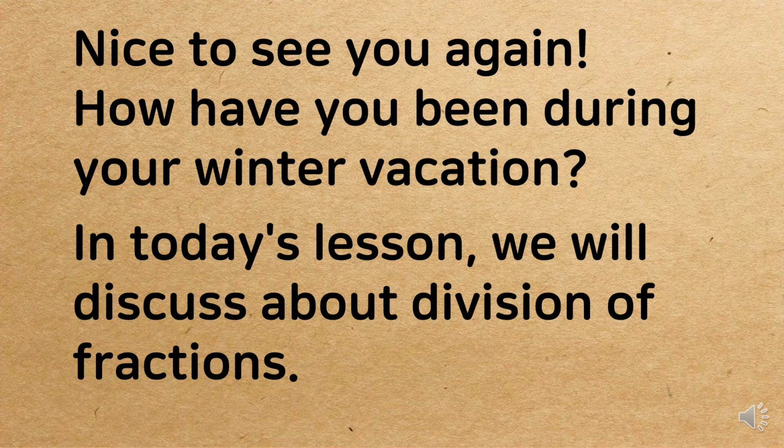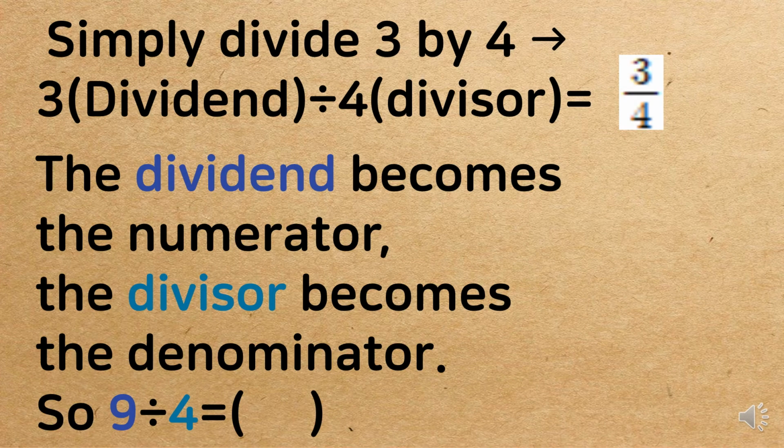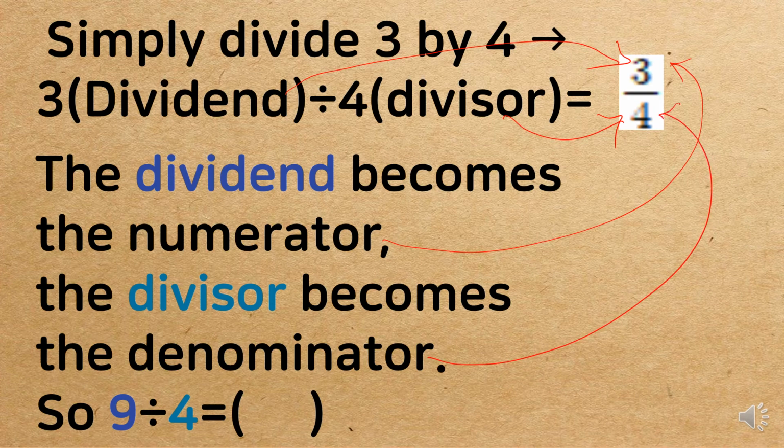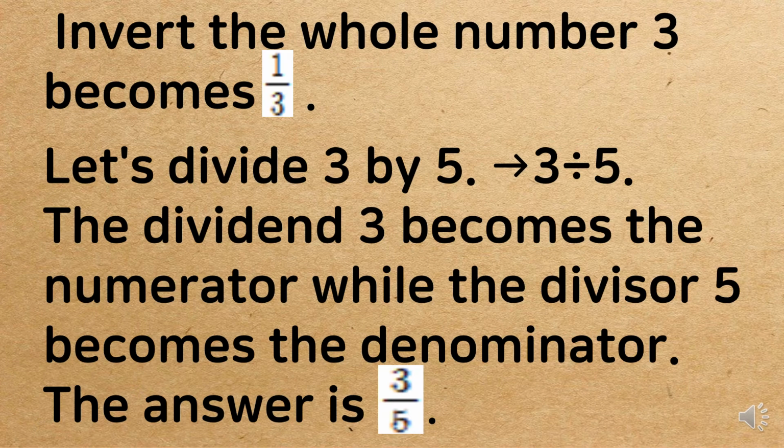In today's lesson, we will discuss division of fractions. Simply divide 3 by 4. Number 3 is the dividend. 4 is the divisor. The dividend becomes the numerator. The divisor becomes the denominator. So, divide 9 by 4 becomes 9 over 4. Invert the whole number 3 becomes a third.